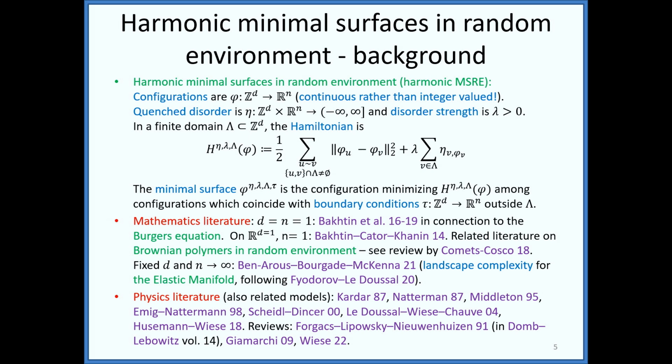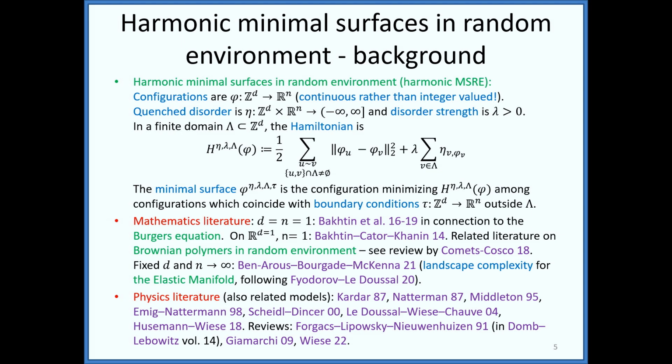And there is a review of such literature by Comets-Kosko. Again, it is a d=1 literature. So there isn't actually any literature on exactly this for surfaces. There is something. Ben-Arous, Bourgade, and McKenna just recently considered the model for fixed d and n going to infinity. But the reason I say that they didn't do what we're doing is that the questions were different.